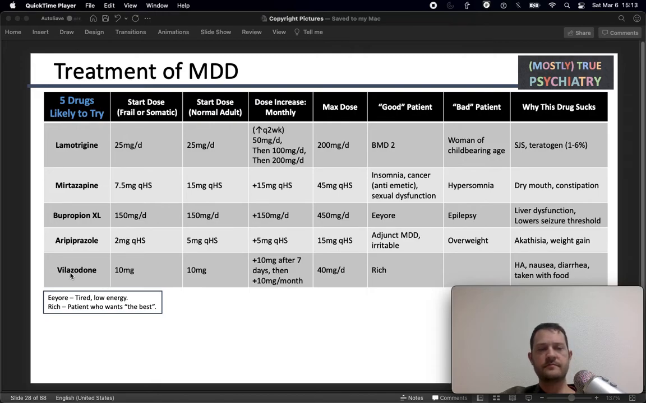The last one's vilazodone. So everybody starts at 10. You have to wait a week before you go to 20 because this causes nausea, diarrhea, and headache in everybody. 1 in 5 people dropped out of the studies due to that. And then once a month, you up 10 milligrams. You're going to 40 milligrams. You have to take it with food, too, because the bioavailability is horrible otherwise. So that's another reason the drug sucks.